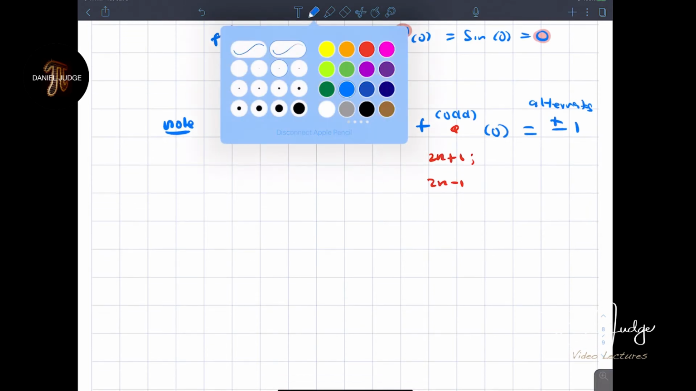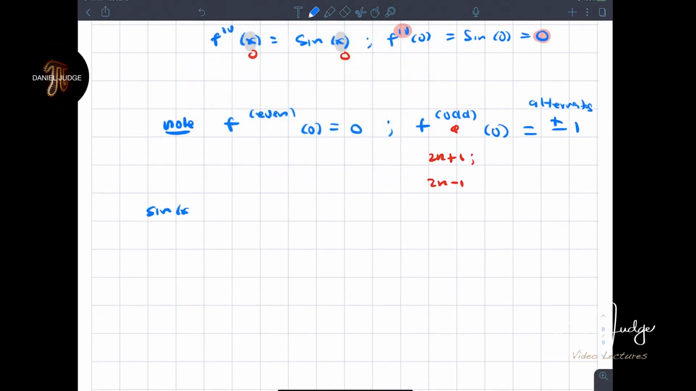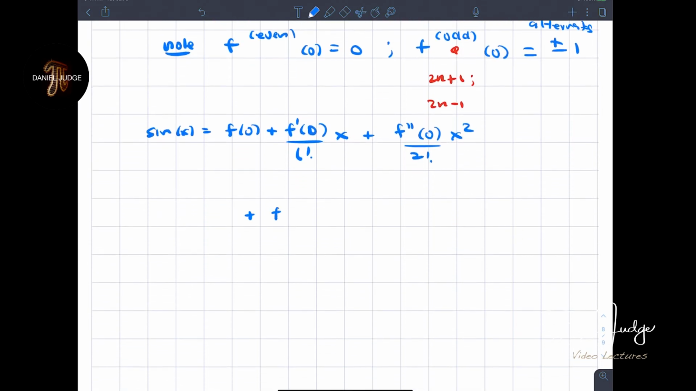So for the power series expansion here for sine, if you said, okay, doesn't sine look like this? f of 0 plus f prime of 0 over 1 factorial x, plus the double derivative at 0 over 2 factorial x squared, plus the triple derivative at 0 over 3 factorial x cubed, plus the fourth derivative at 0 over 4 factorial x to the fourth.